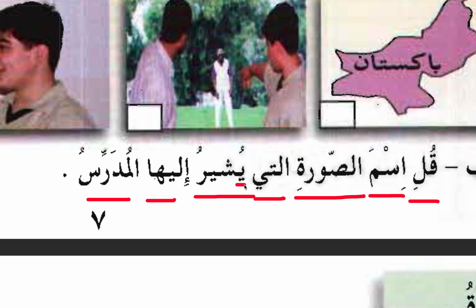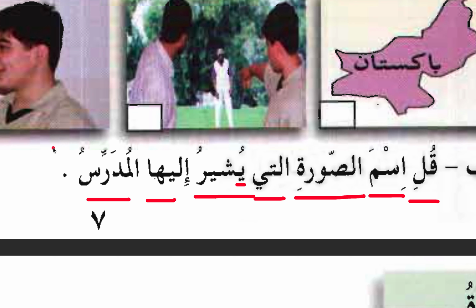The ya, we haven't done verbs or anything, but yushiru is something that stands for he points, right? So it's for the huwa version of the verb. So yushiru ilayha might seem like you haven't seen it either, but you've seen ilaykum, right? So it's just ila and ha. So to and it, right? And al-mudarris is the teacher.